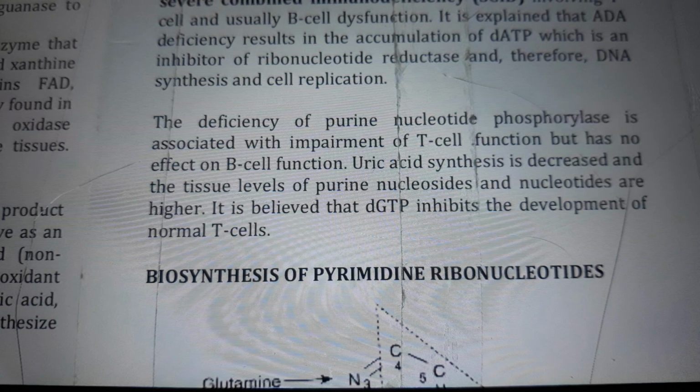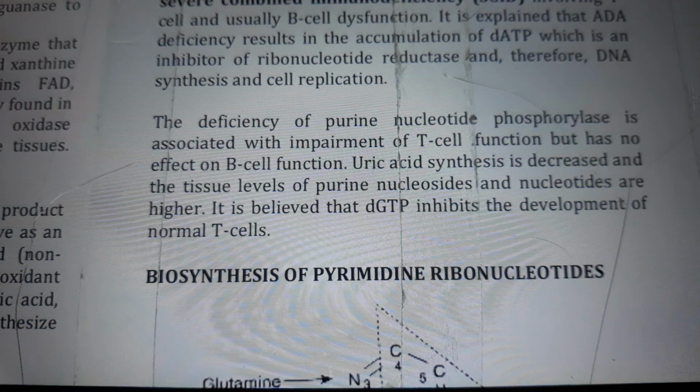The deficiency of purine nucleotide phosphorylase is associated with impairment of T cell function but has no effect on B cell function. Uric acid synthesis is decreased and the tissue levels of purine nucleosides and nucleotides are higher. It is believed that dGTP inhibits the development of normal T cells.